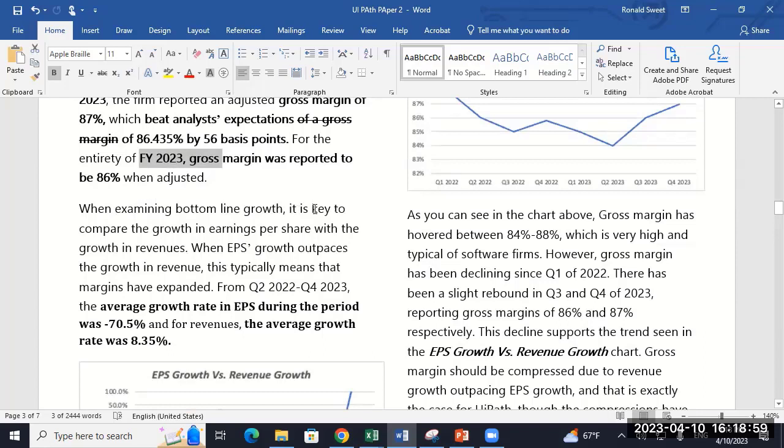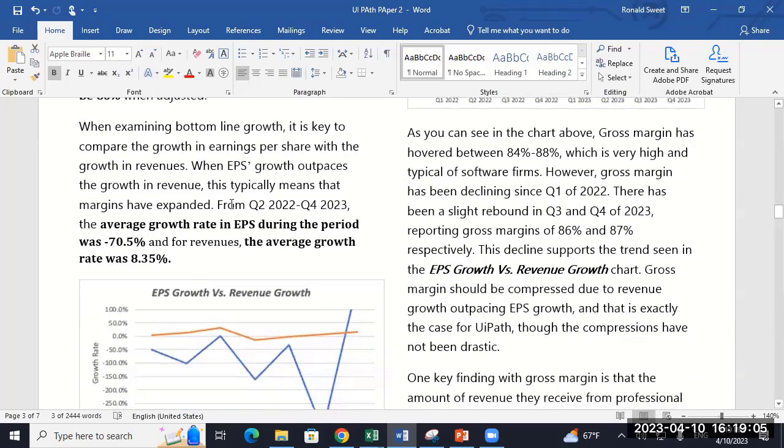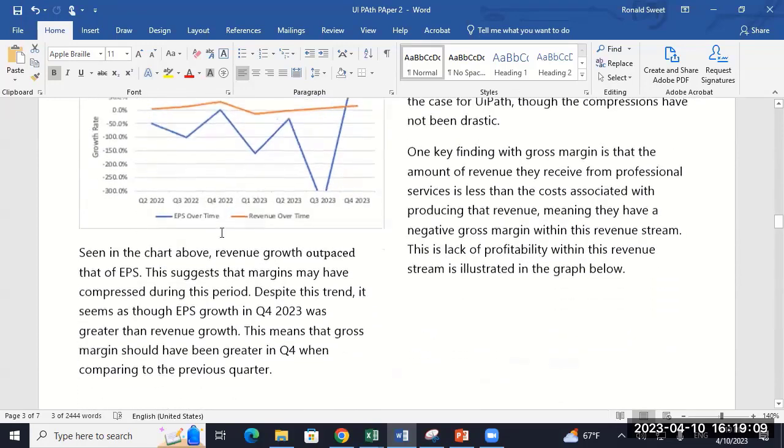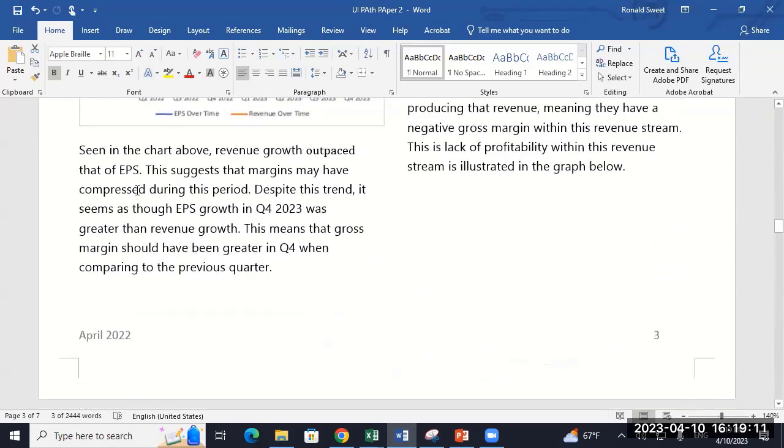When examining bottom line growth, it is key to compare growth in earnings per share with growth in revenues. Earnings per share growth outpaces. So here he has a graph of the two, which is essentially what you're doing when you're looking at the EBITDA margin. So if the EBITDA margin is growing, that means earnings is growing faster than the revenue. So the margin helps you do that. I would probably throw the EBITDA margin in there.